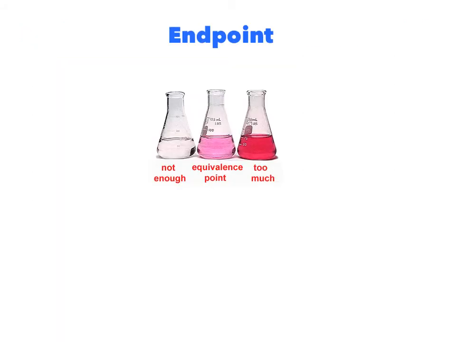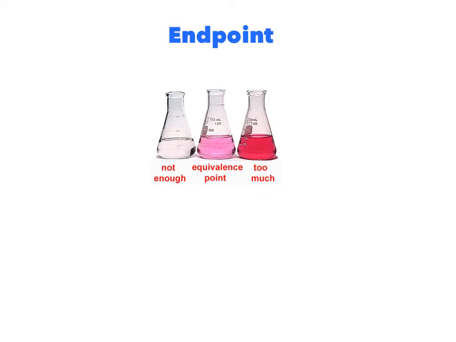As we saw on the last slide, depending on the indicator that we use, they will have a different color change at different pHs. The color change is called the endpoint. This is phenolphthalein right here. These are 3 examples of phenolphthalein titrated to different levels. Phenolphthalein in an acidic solution is clear and colorless. In a basic solution, it's this pink or reddish color.